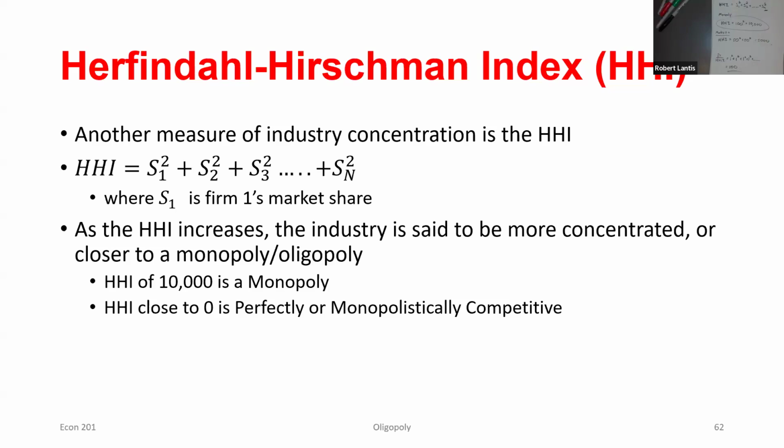In fact, to see this, let's say I have 2 firms, but 1 firm has 90% of the overall market share. So there I would have 90 squared plus the other firm would only have 10. So this is going to be what?